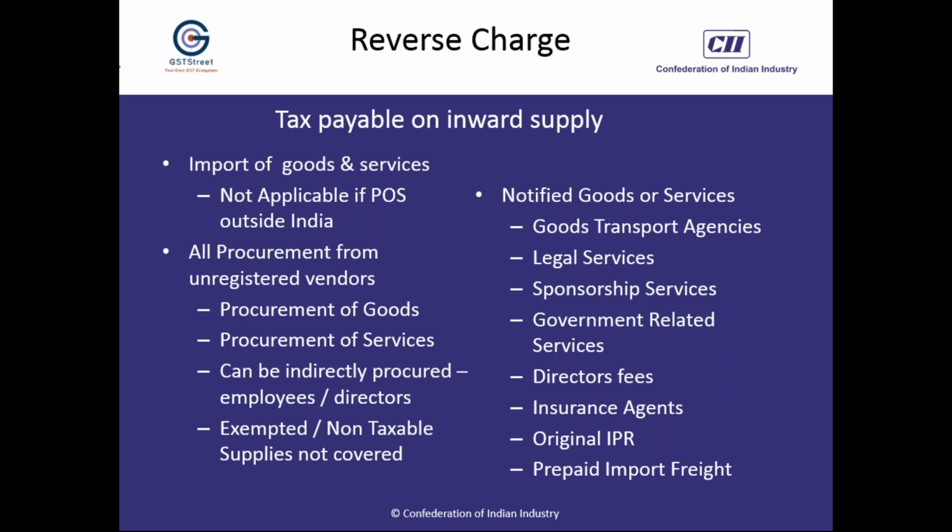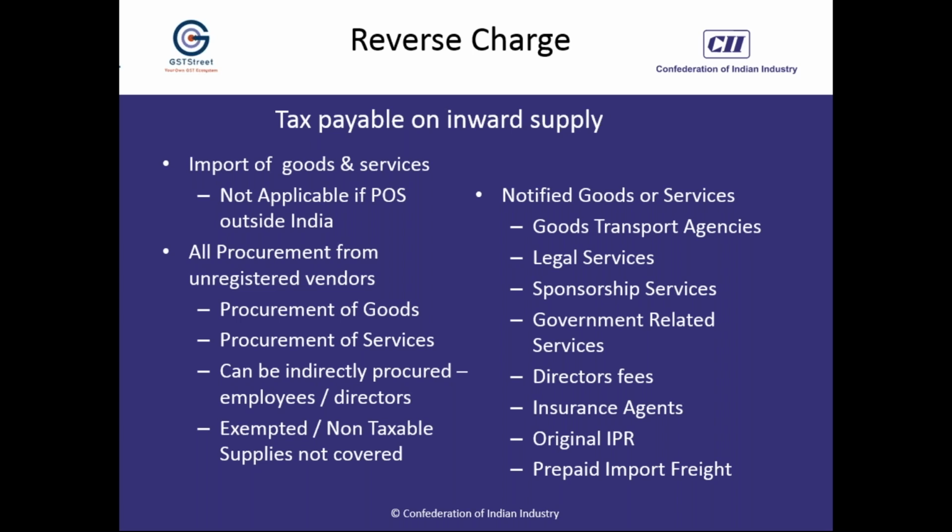But for employee reimbursement, you need to devise some system process or a manual process under which you segregate the supplies from registered dealers and supplies from unregistered dealers, find out the exact HSN code for the service or goods, and pay the taxes appropriately as per the applicable rate to the government. Then there are procurements which are done by employees and directors, as we talked about.